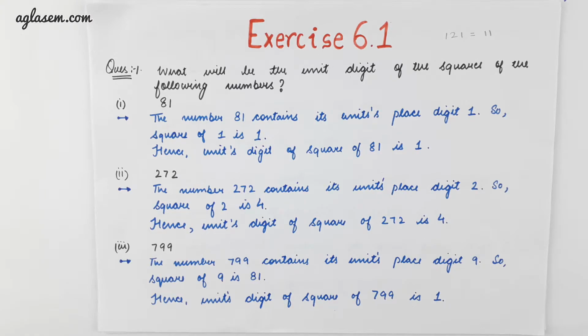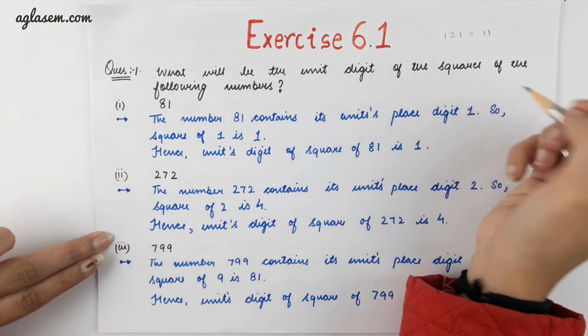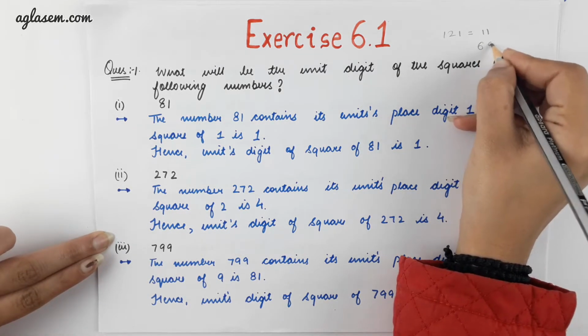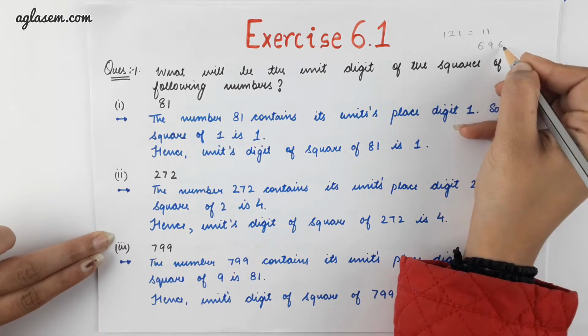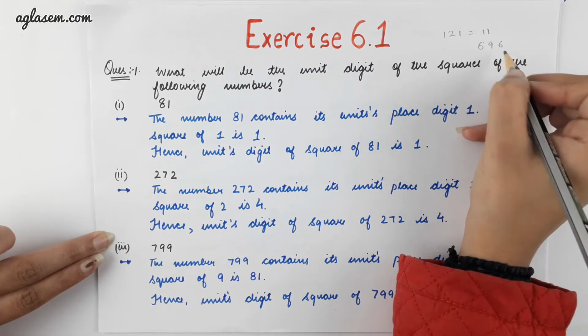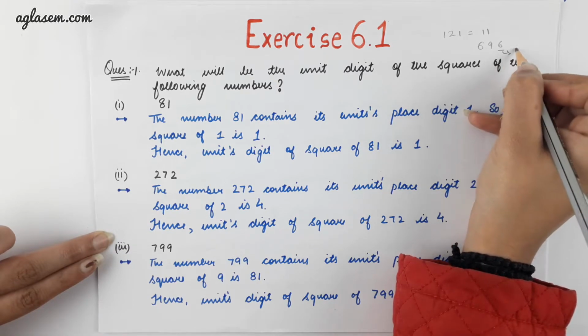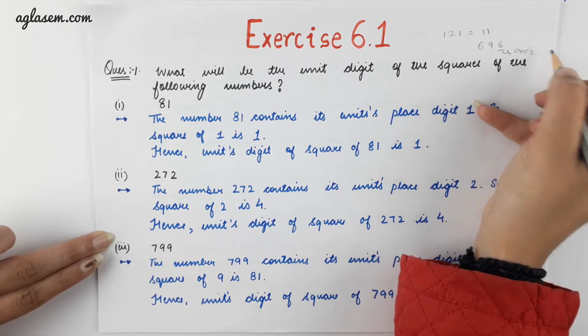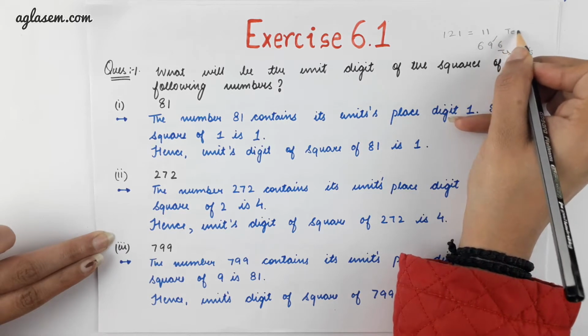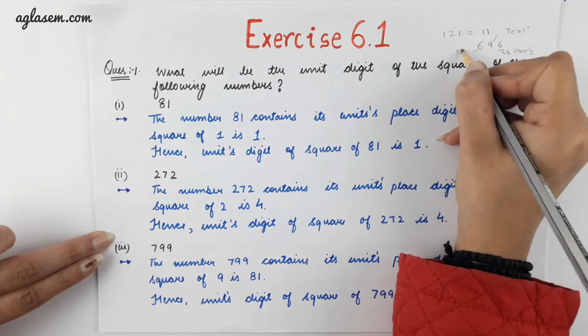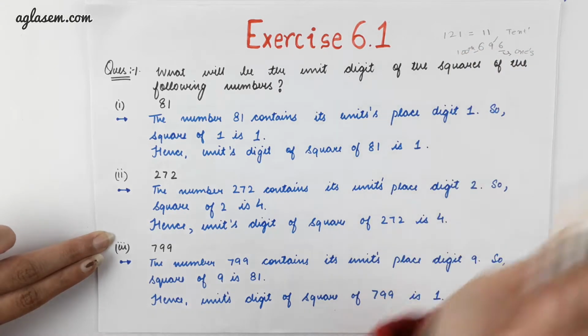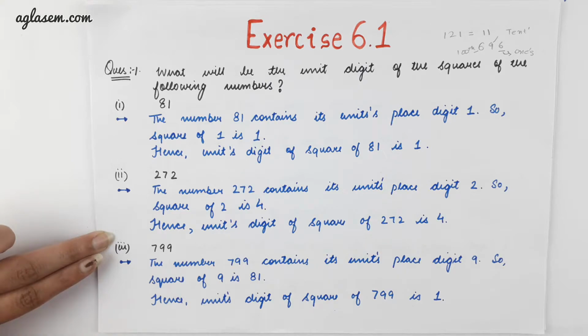The first question is, what will be the unit digit of the squares of the following numbers? In this exercise, we have to find the unit digit by squaring the given number. So, before moving ahead, let me tell you some concept of unit digit. Suppose we have a number 696. We know that each digit carries a place of its own. Therefore, 6 is called the ones place, which is also known as the unit place. 9 is the tens place and 6 is the hundreds place, and so on. So now moving ahead to solving the question.